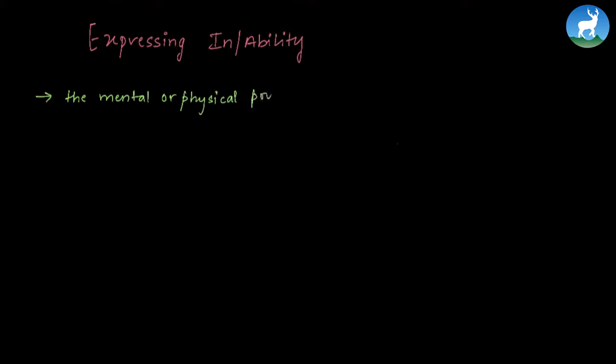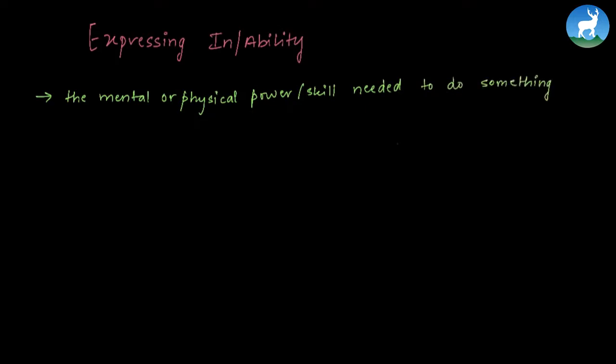In today's lesson, we will be learning about expressing inability and ability, which is in the 12th unit of our English book. So let's begin. Here's the topic, expressing ability and inability. The Cambridge Dictionary defines ability as the mental or physical power or skill needed to do something.